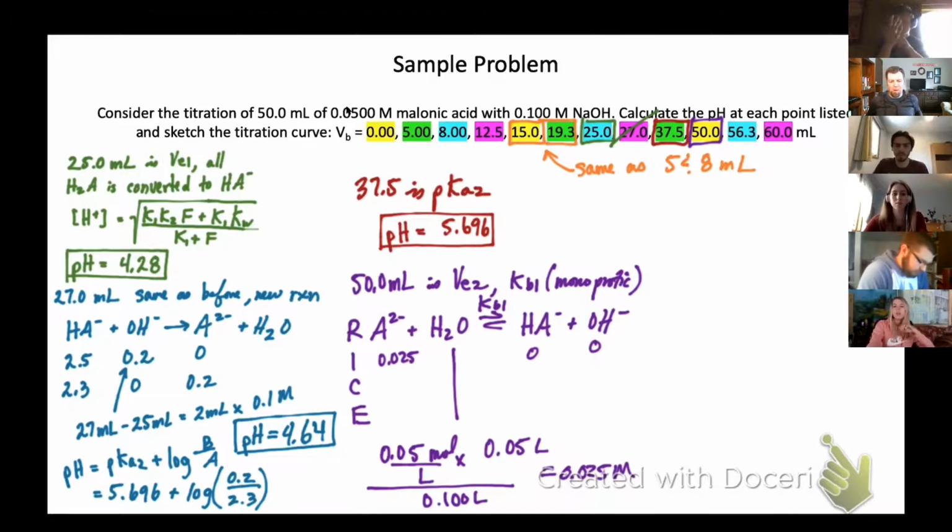Below the RICE table, this is where I just do a dilution equation. M1 times V1 over V2 equals M2. So our concentration of A2 minus, because we are at twice the total volume as when we started, is half of the concentration it was at the beginning. So notice we're at 0.025 molar. Our initial concentration was 0.05. So this is exactly what we expect.